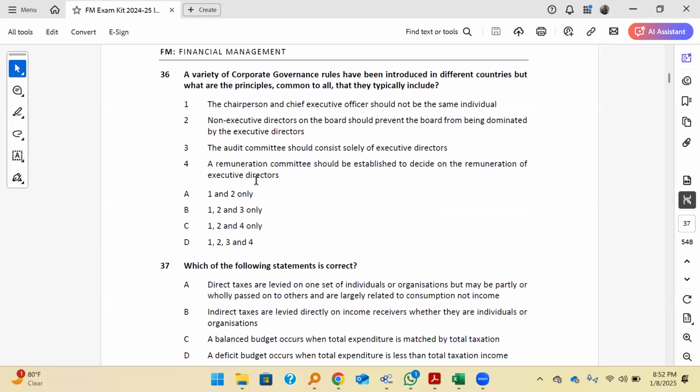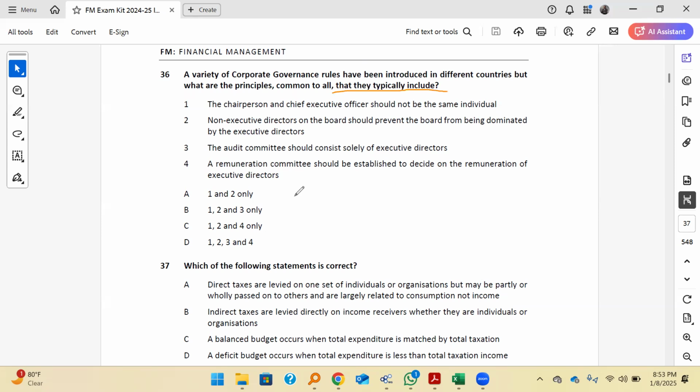So they are saying that a variety of corporate governance rules have been introduced in different countries, but what are the principles common to all that they typically include? So here, this question is again back on corporate governance. They are looking for what is typically found in the corporate governance codes of most countries. You don't have to know any one specifically, but the one that they normally teach in the textbook is the one for the UK as an example. So you can use that one to understand basically the rest of it.